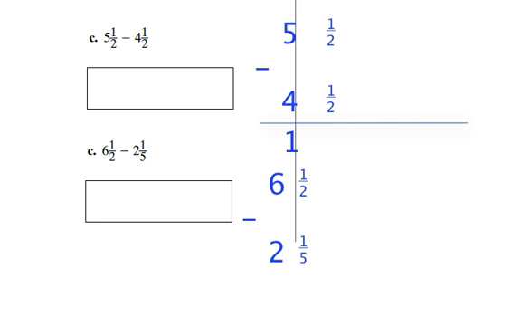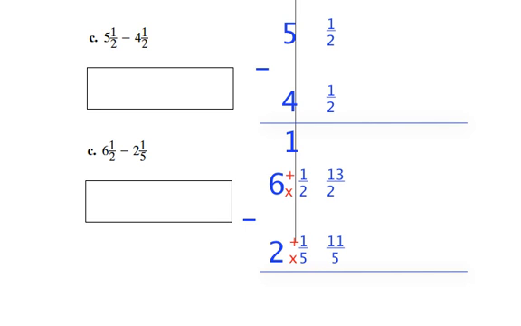On problem number 2, we have 6 1/2 minus 2 1/5. In this particular problem, we are going to have to change them to improper fractions, and we're going to have common denominators. Let's start by changing 6 1/2 into an improper fraction. 2 times 6 is 12 plus 1 is 13. So we end up with 13/2.